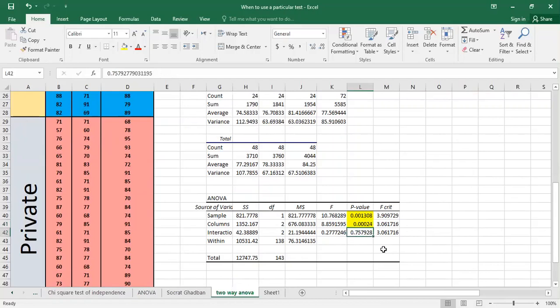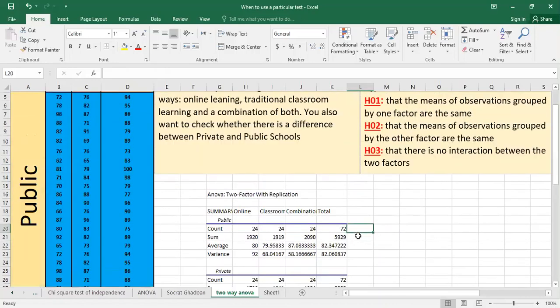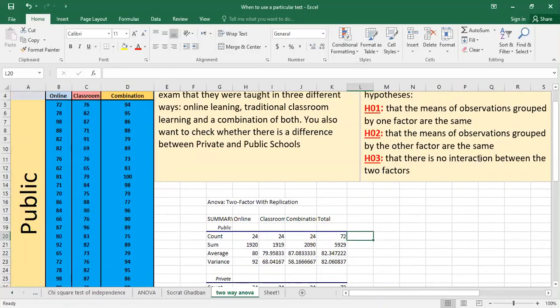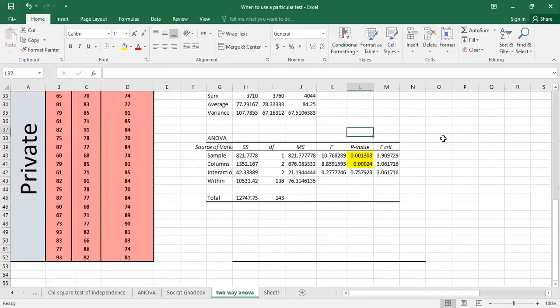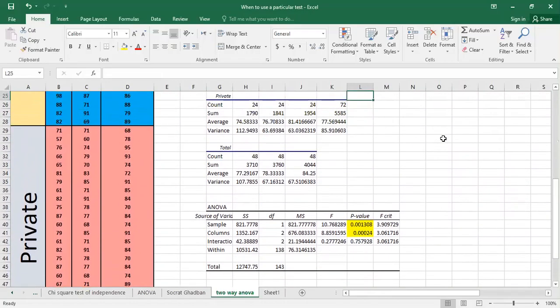However, for the interaction, because here the p-value is greater than 0.05, it means there is no interaction effect. So there is no interaction, and we fail to reject the third null hypothesis that we're having. So we rejected the first one, we rejected the second one, however, we weren't able to reject the third one. So here there is no interaction effect.